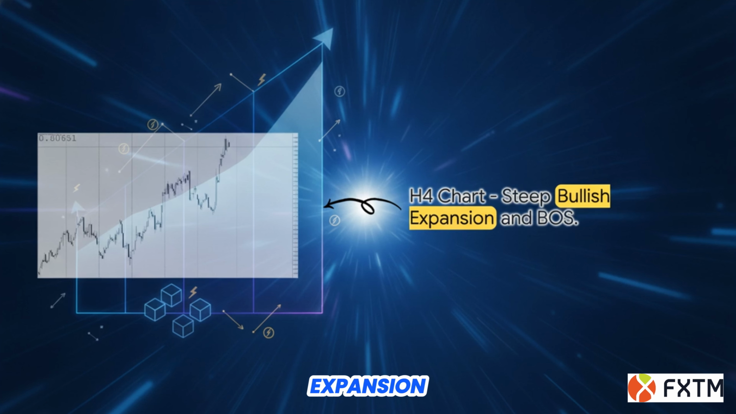Crucially, this expansion originated from a high-probability, unmitigated bullish order block resting right between 0.7910 and 0.7940. And just like our previous example, the rapid upward displacement left behind a significant fair value gap that remains entirely unfilled. This is our institutional footprint. It is the designated area where the algorithm will undoubtedly look to reprice.